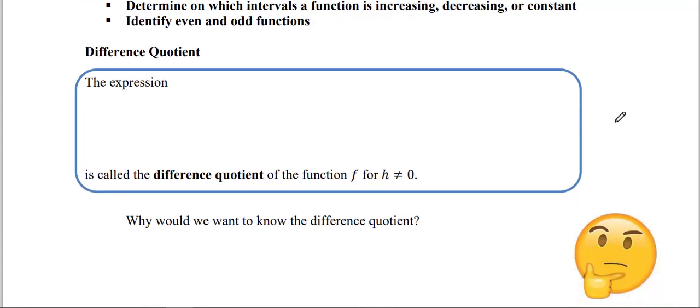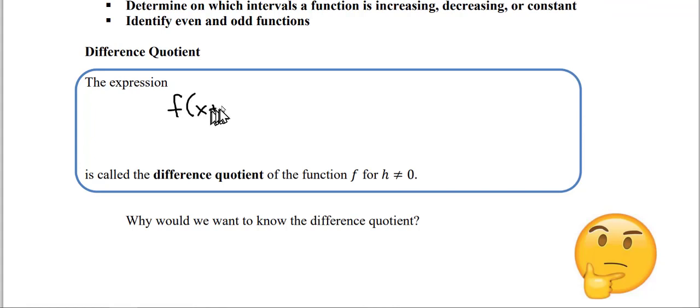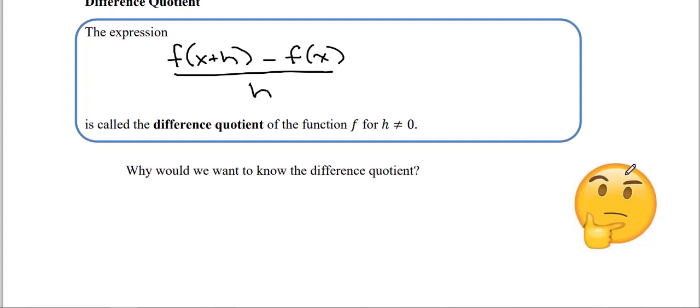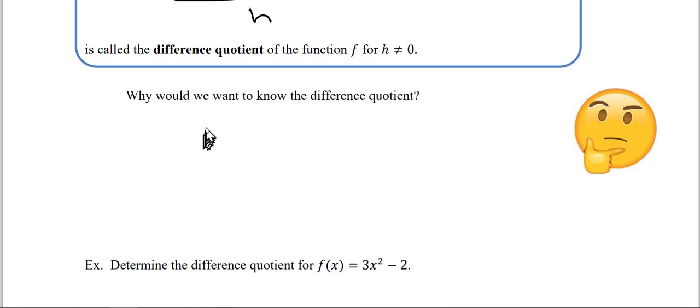Okay, here's what it is. The difference quotient is equal to f of x plus h minus f of x all over h. That's it. Yep, super important. I know it doesn't look like it or seem like it would be, but it is super important. So here's the question. We got our question face guy here. Why would we want to know the difference quotient? Well, let's think about what it represents.